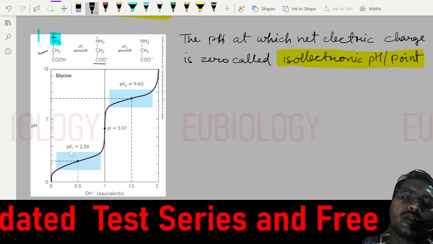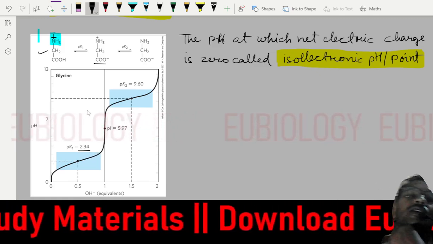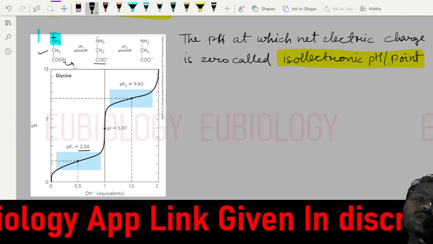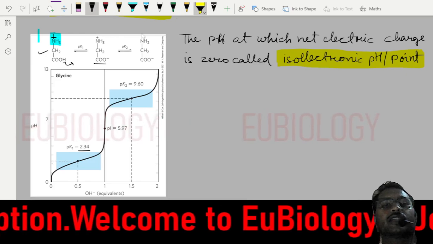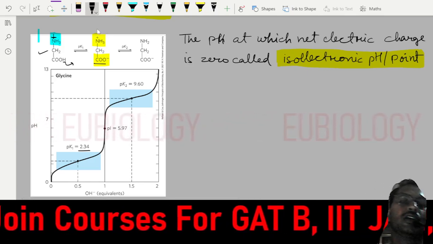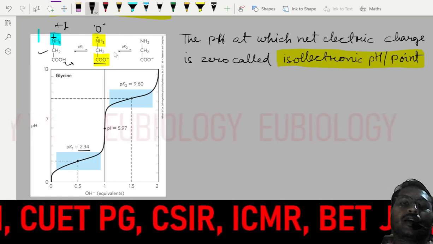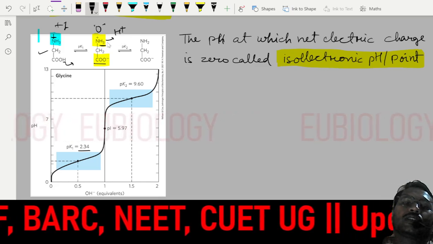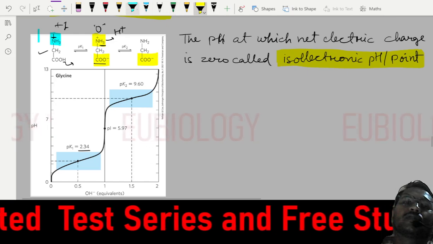And now the pK1 value is how much? 2.34. Once it donates, it has the ability to donate a proton. Once it donates, it will get a negative charge here, and it also has a positive charge. So one negative and one positive will balance, and it will give you zero net charge. If it donates one more proton as H plus, then it will get NH2, so the net charge will be only negative, and it will get the -1 charge.